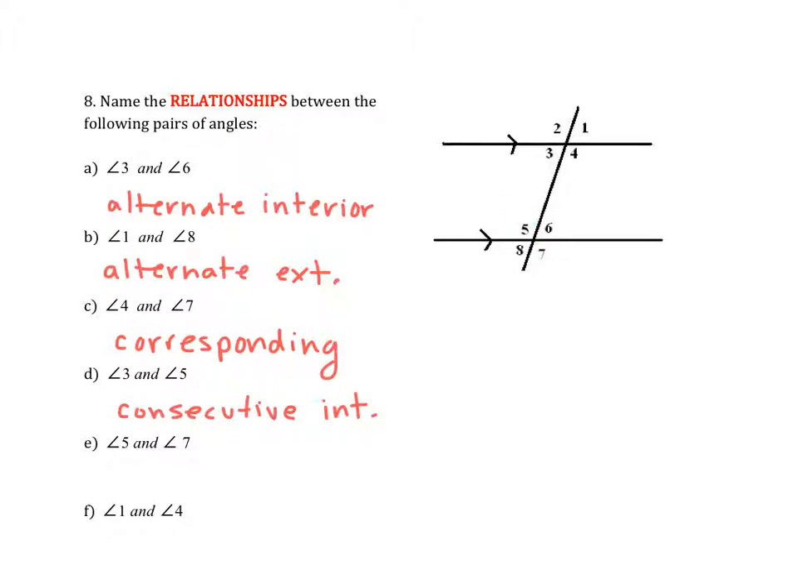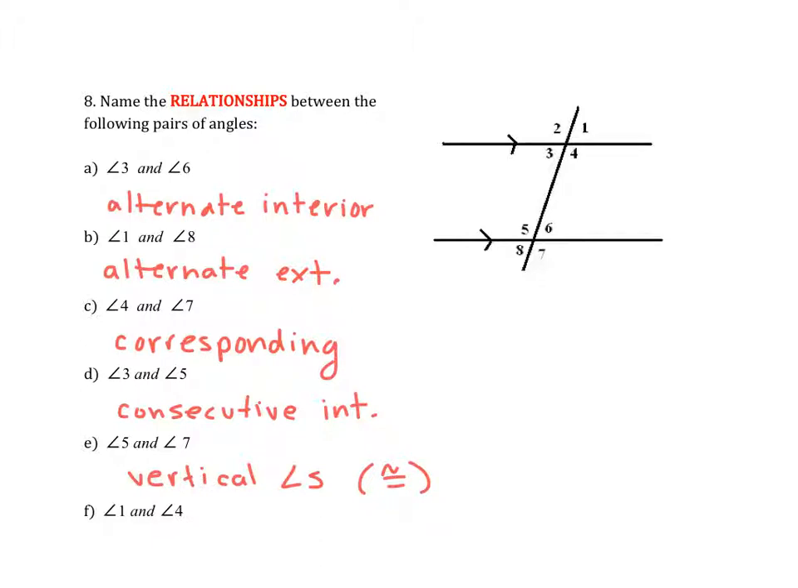Now we can look at 5 and 7. This one is not specific to these type of problems. We've talked about it before in the review. These are called vertical angles, which we also know are, not parallel, I'm sorry, we know that they are going to be congruent.